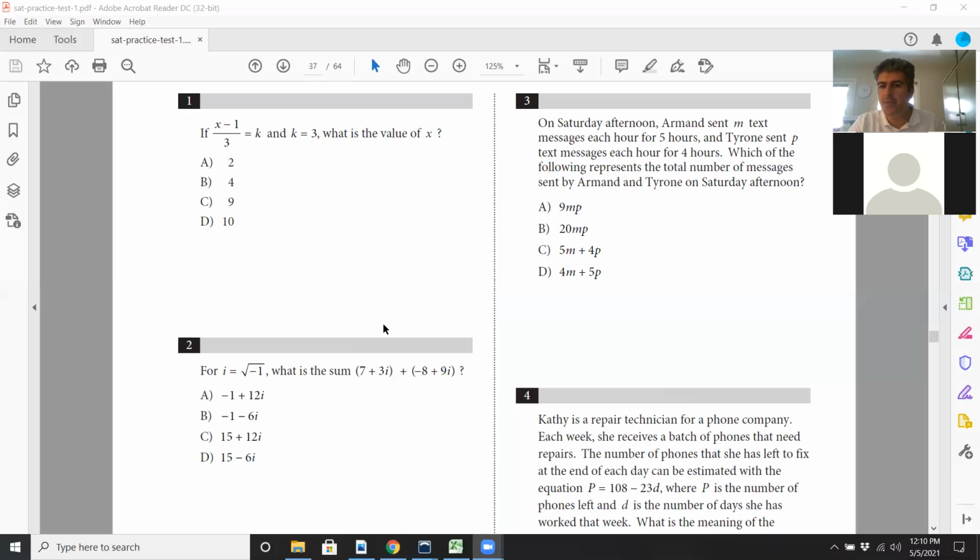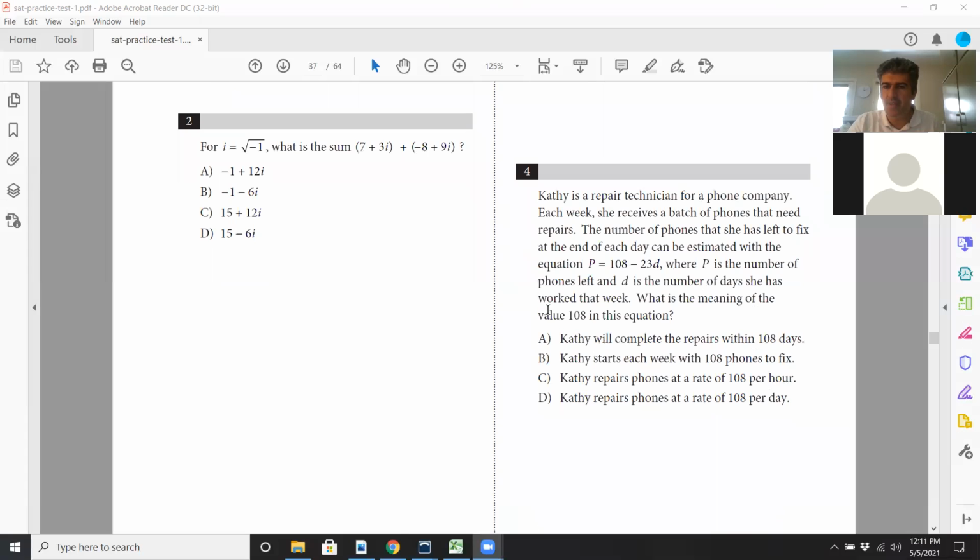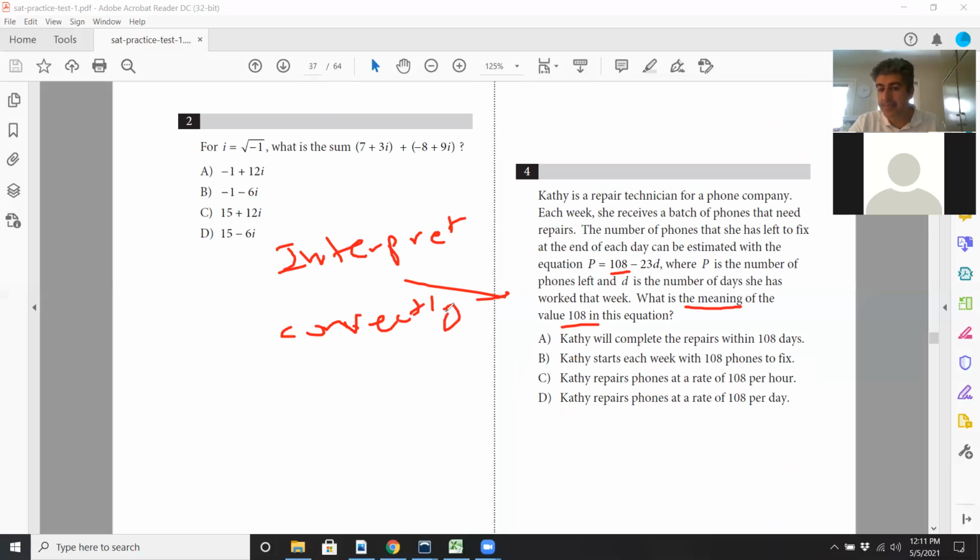So they like using variables in the choices, and this is one of the easier ones, but we'll look at a harder one in just a couple minutes. Now here, this is an interpretation problem. What is the meaning of some number in an equation? So you have to interpret correctly. They love this kind of stuff on the SAT. Now actually, we have been spending some time on this in our high school math curriculum. You really want to understand in context what's going on here. And don't overthink it. Remember, it's number 4.